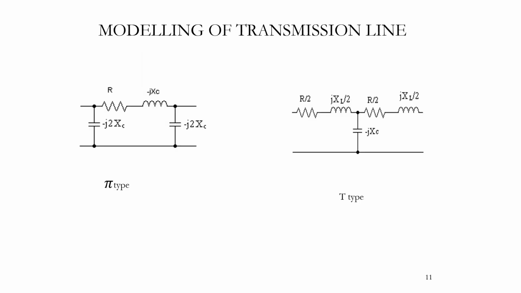Now let us see how to model the transmission line. The transmission line can be modeled either with pi type or T-type. The example of pi type is shown here. It consists of a resistance, inductive reactance, and capacitive reactance. If it is of T-type, it is shown in this combination.